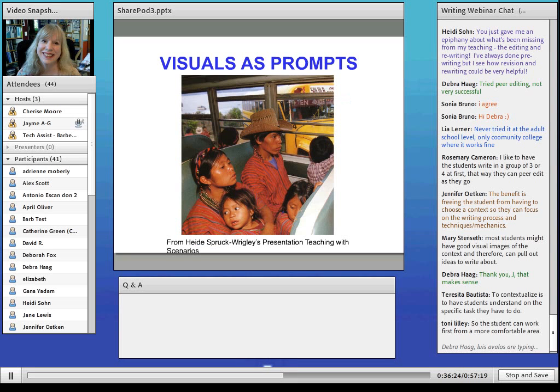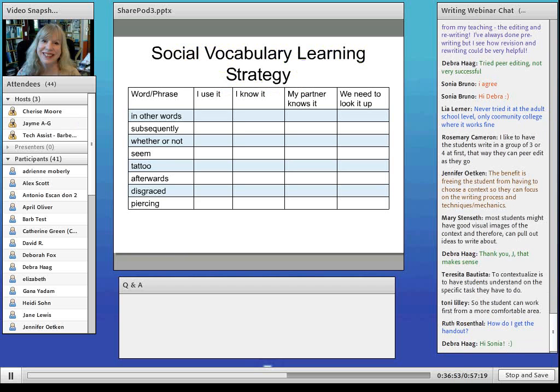Heidi Spruck-Wrigley has a wonderful presentation on using picture stories, but one of the things she says that I think is so important is that when you're choosing your pictures, choose a picture that has a lot of potential for exploitation from a vocabulary standpoint, just from language, emotive. So a picture like this can provide you with a lot of prompts for writing, and will also generate a lot of language on the part of the students.